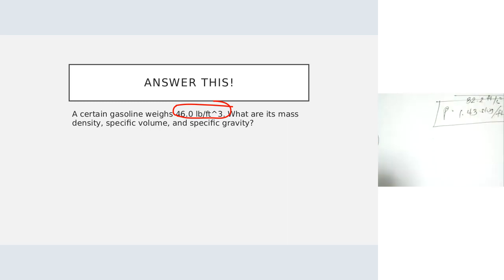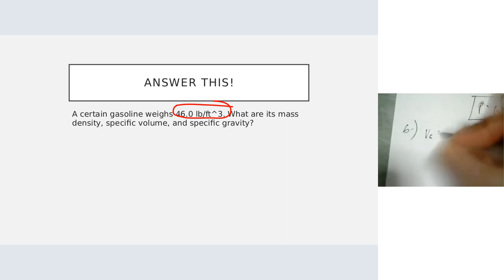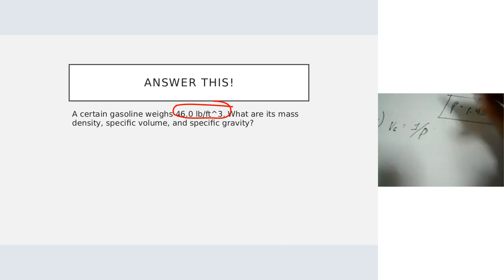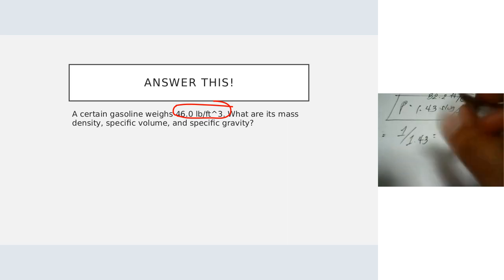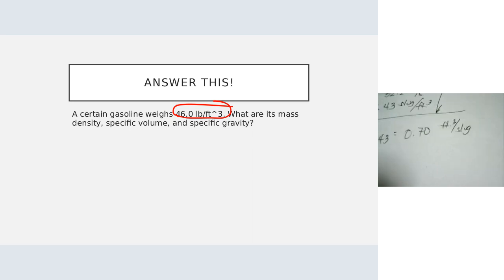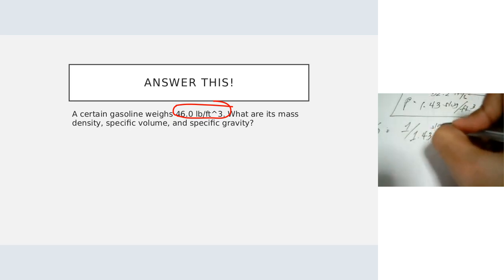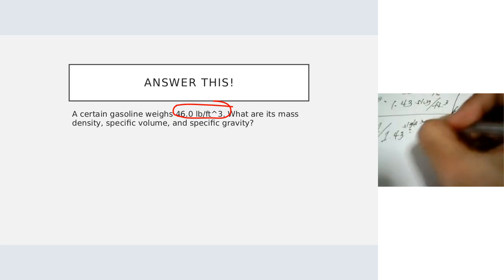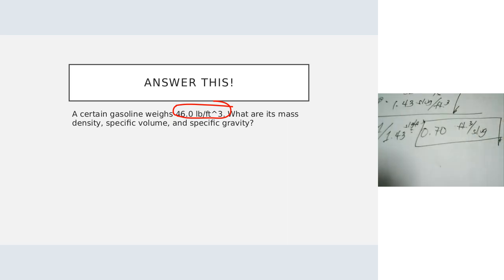Okay. Now next, we are required to determine the specific volume. What is the formula for the specific volume? That's 1 over the mass density. So we have 1 over 1.43. This is equal to what? Approximately 0.7. This is feet cube over slug. Kasi ito is slug over feet cube, so aangat yung feet cube sa numerator. So that's the answer for specific volume.